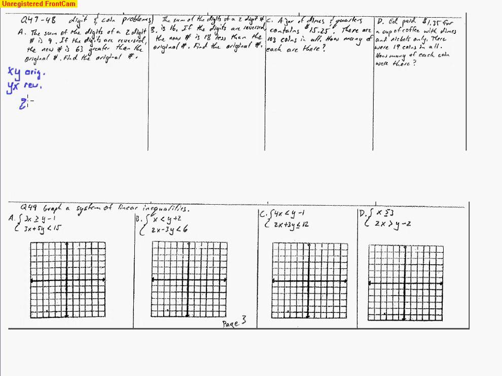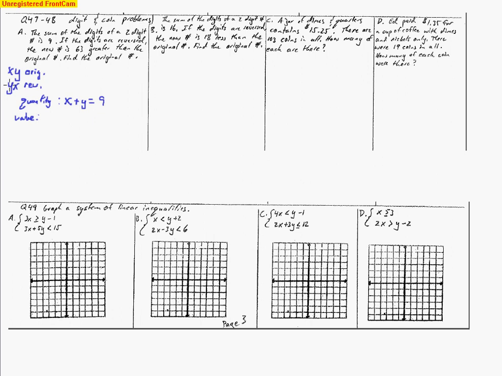So I have a quantity, and the quantity is going to be x plus y. I sum the digits, and it is equal to 9. Now they're going to talk about the value of the equations. It says if the digits are reversed, the new number is 63 greater than the original. So let's write the value of the digits being reversed.